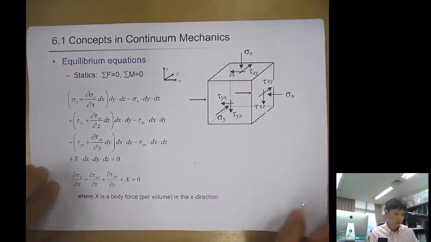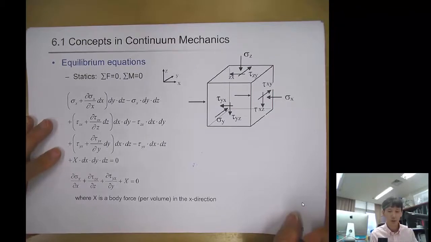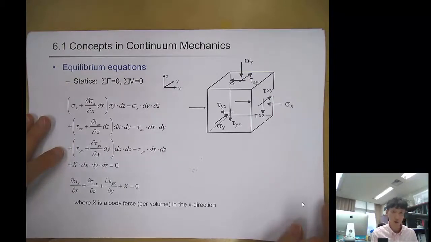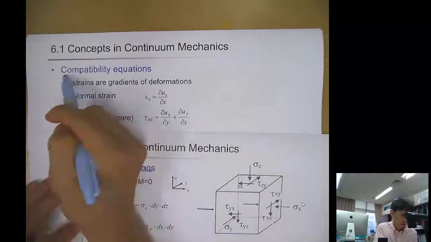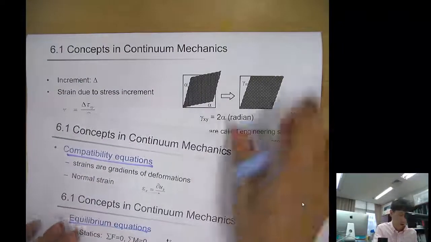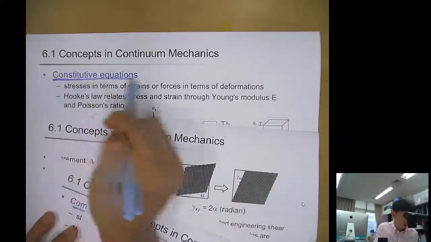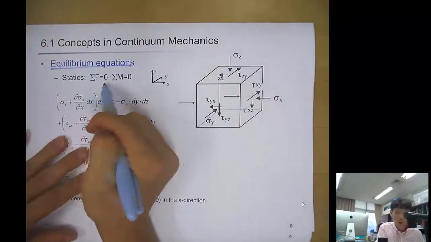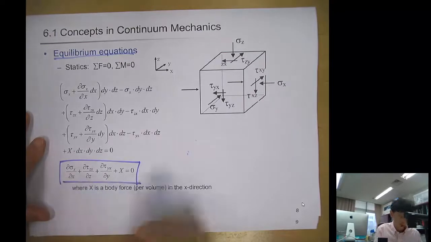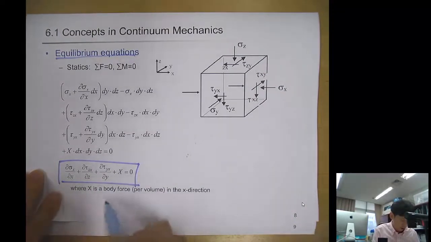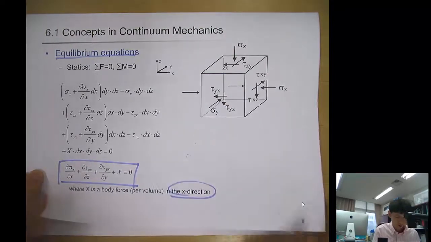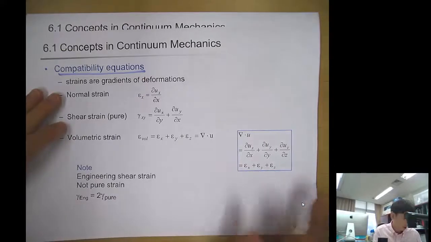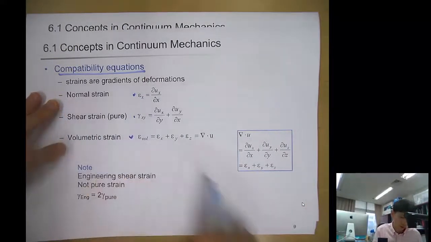As governing equations to describe elastic wave propagation in a continuum material, there are several. First are the equilibrium equations and compatibility equations, and the last will be the constitutive equations. So we'll go one by one. Equilibrium equations are based on force equilibrium and momentum equilibrium, and the final equation is like this. This one is in the x direction. Compatibility equations define the strains: normal strain, shear strain, and volumetric strain.